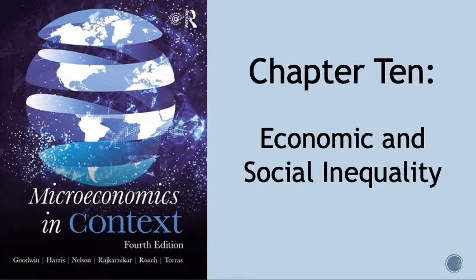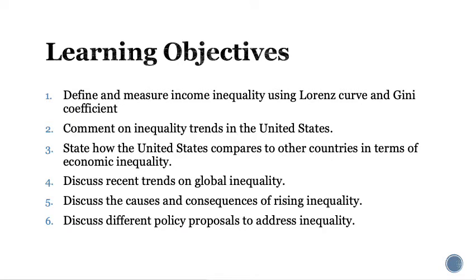Okay, so this week we are going to be talking about chapter 10, which is about economic and social inequality, both in the US and globally. In this chapter, we will be thinking about defining and measuring income inequalities, and we will particularly talk about two measures, the Lorenz curve and the Gini coefficient, and then move on to talk about inequality trends in the United States and show how the United States compares to other countries in terms of economic inequality.